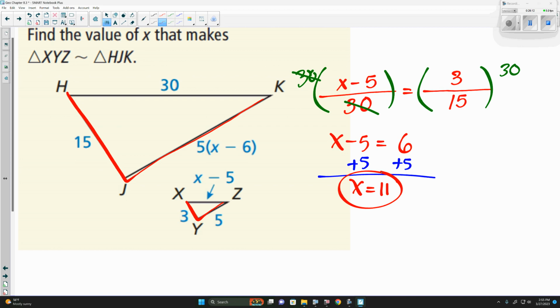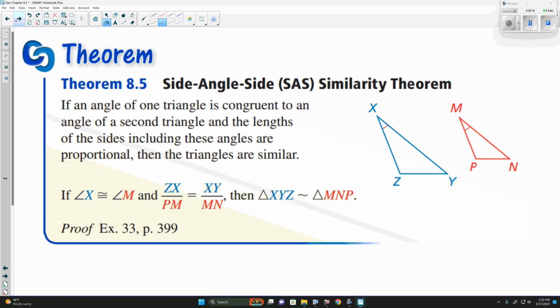Questions on this here? Side angle side similarity theorem, SAS. If an angle of one triangle is congruent to an angle of a second triangle, and the side lengths on the sides including these angles are proportional, then the triangles are similar. So if we have a set of angles that are congruent, and the sides, this one here over this one here, is proportional to these sides over the top of each other, then the two triangles are similar.